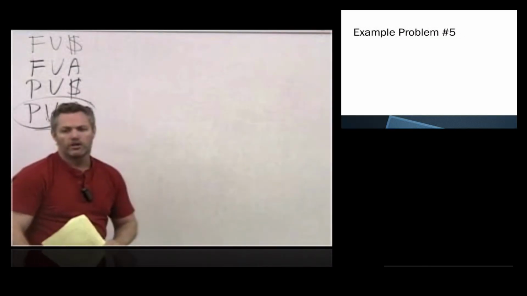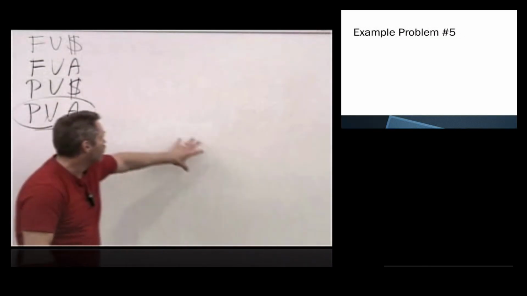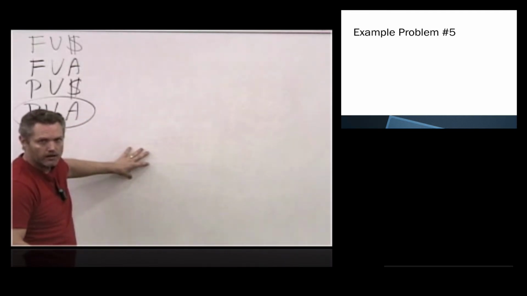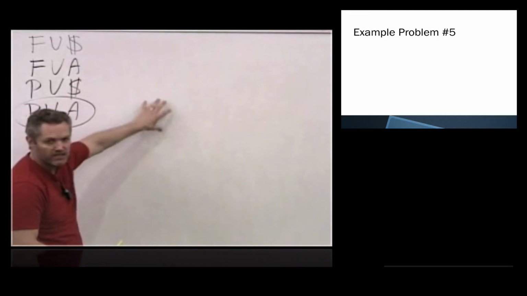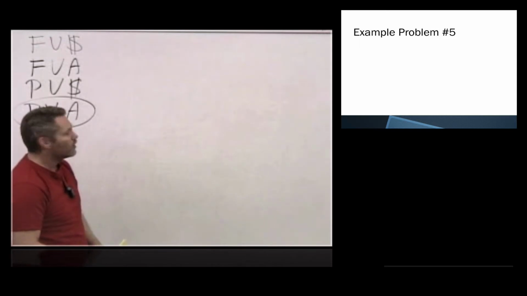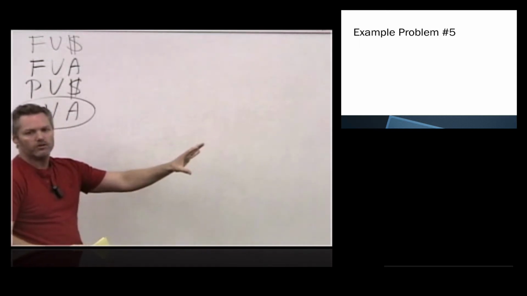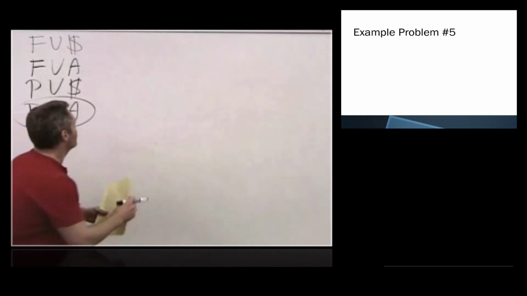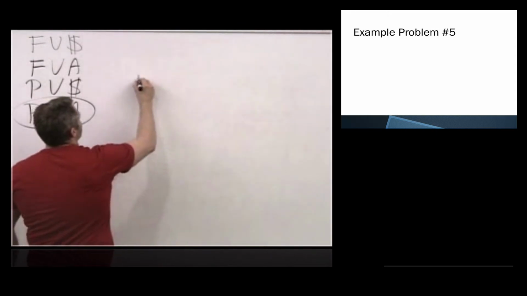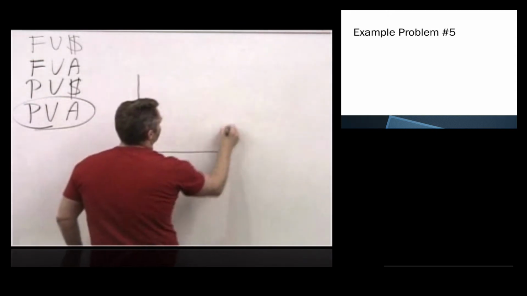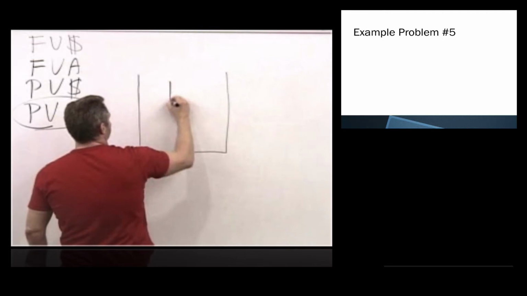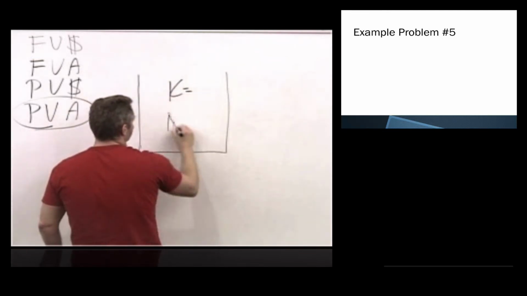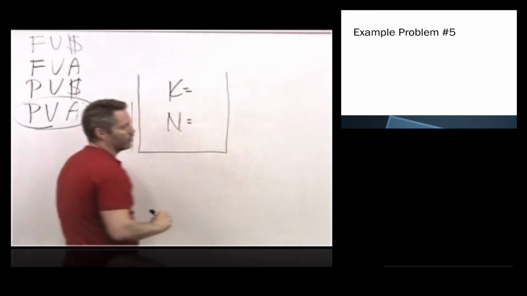Okay, so we're going to do another problem. We did present value of $1. We brought everything back individually. We did present value of an annuity. And now we're going to do future value of $1 and future value of an annuity. So let's just take what's basically the exact same question we just did, and we're going to reverse it.